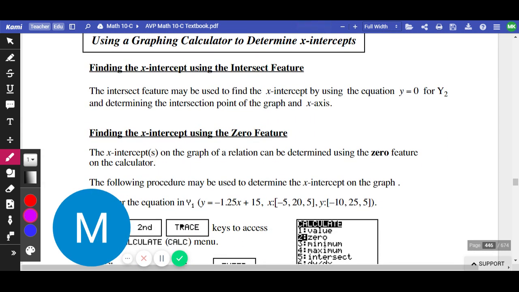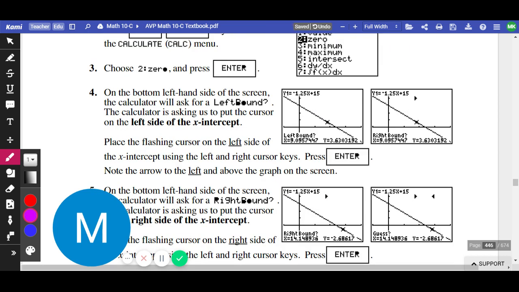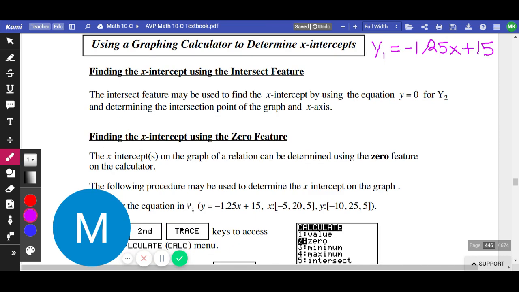Awesome. X and Y intercepts. So you can find X and Y intercepts using this calculator as well. I believe we're going to go back to the other equation. Let me just double check. Yeah. So go to your Y equals. In y1, we want to equal negative 1.25x plus 15. Right back to that first question we were working with. Negative 1.25x plus 15.